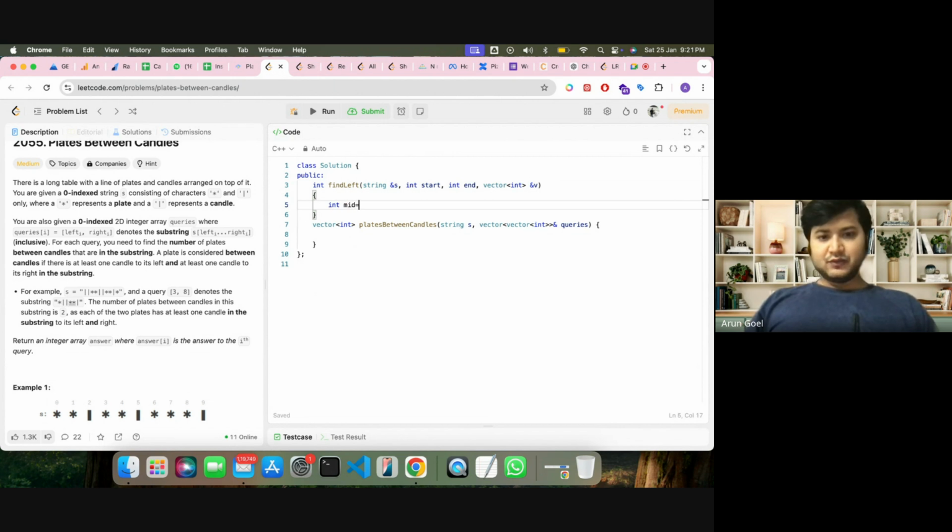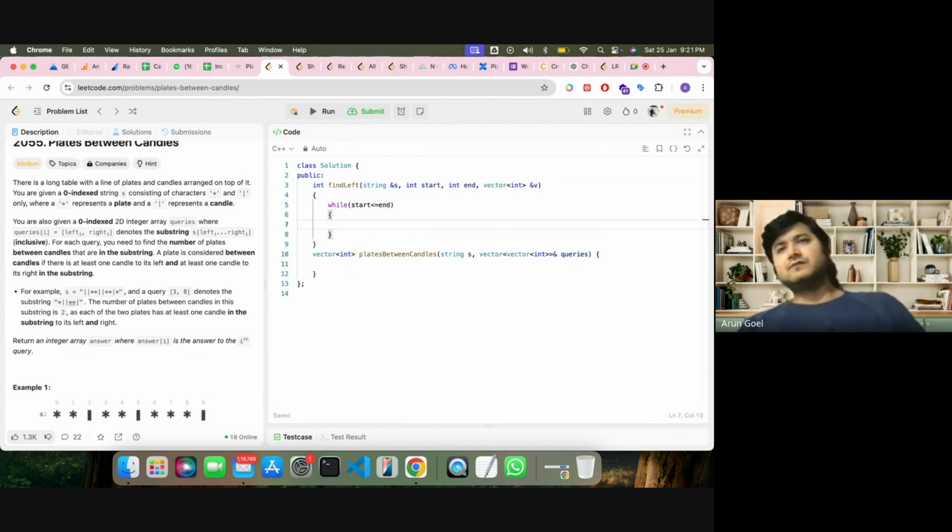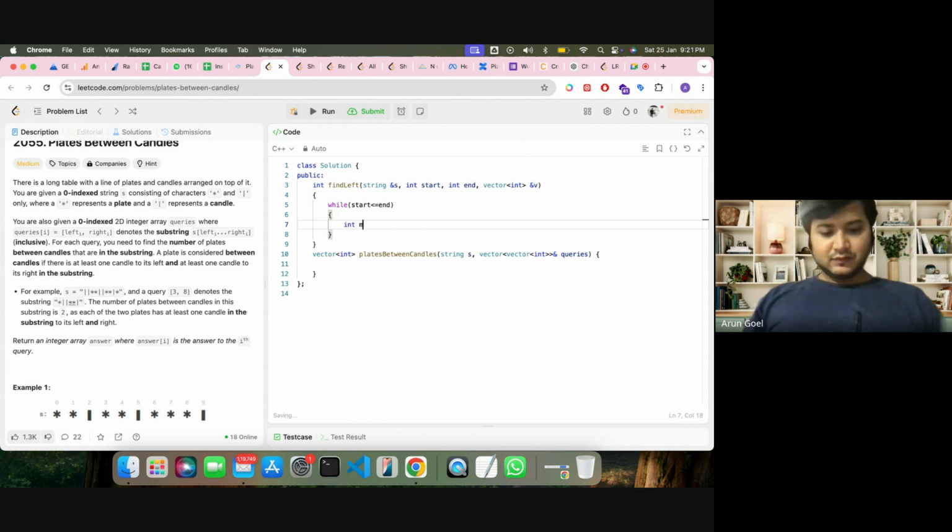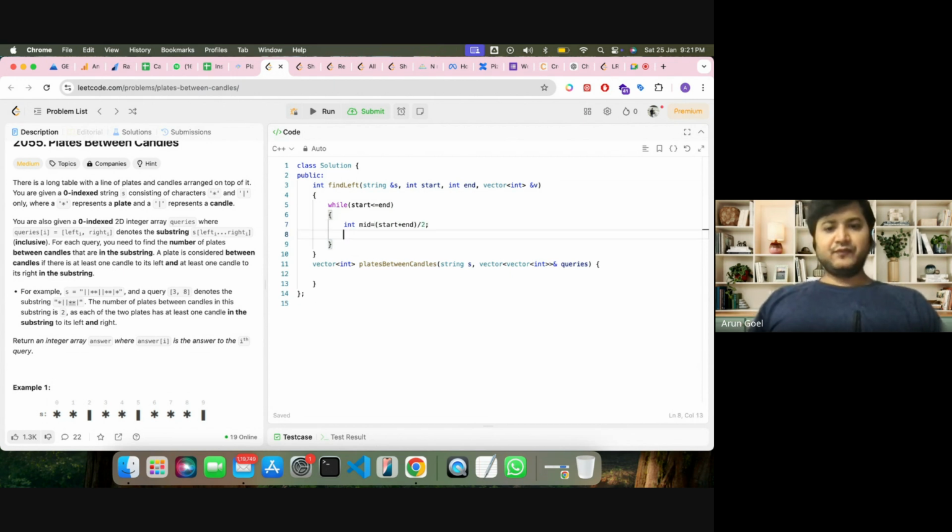Int mid equals to, or what we can do is, while my start is less than equals to end, mid is start plus end by 2. Okay, we have got the mid. Now I need to find if there are candles present in the left side or not, right? How do I find that?